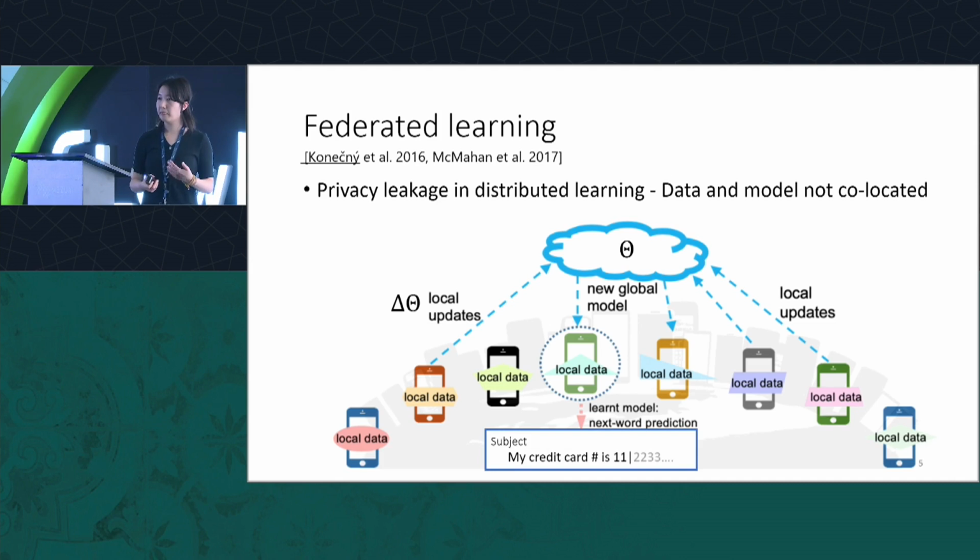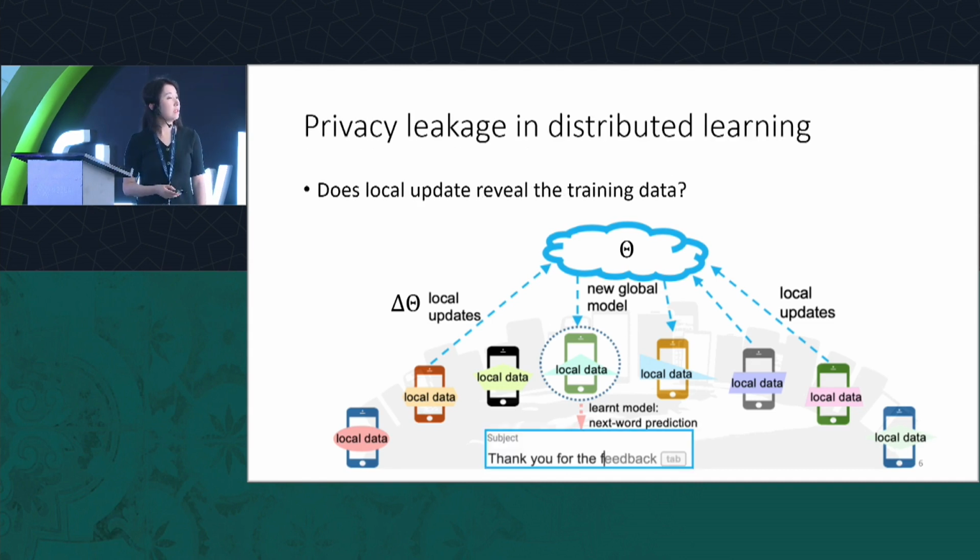Okay, so in these settings, since each phone or local client keeps its local data, there might exist very sensitive data. Like if I type my credit card number, and we train the model to do next word prediction, how terrifying if they can reconstruct the samples or the sentence from the model gradient. So our question today is, does the local update reveal the training data? Or in other words, is federated learning really protecting the privacy of our training data?